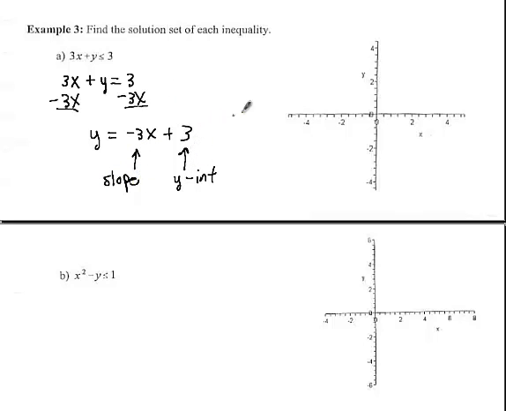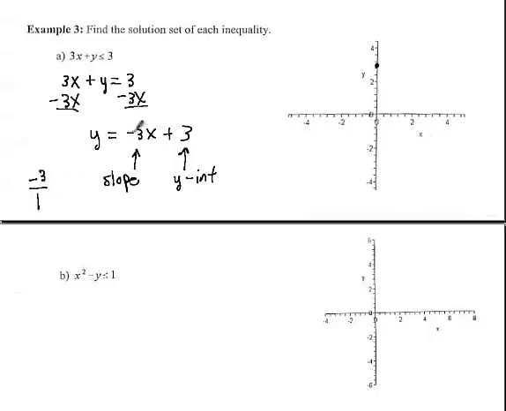We plot a point on the y-axis at 3. That's what a y-intercept is. It's the point where this line crosses the y-axis. So we place a point there for the y-intercept, and then the slope just gives us directions to follow to get to a second point on the line.